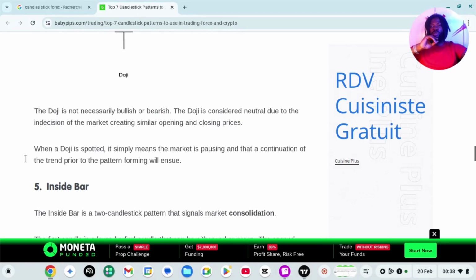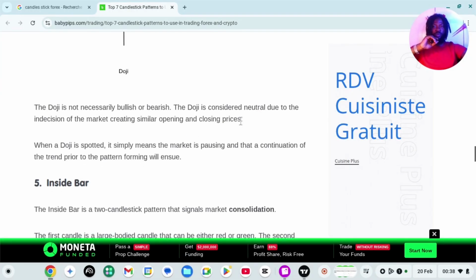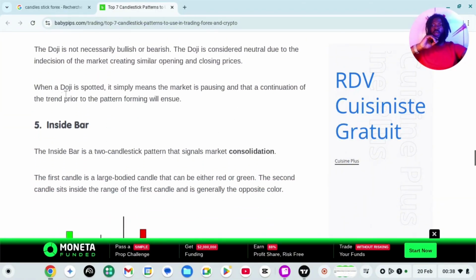The doji is not necessarily bullish or bearish. The doji is considered neutral due to the indecision of the market, creating similar opening and closing prices. All right, when a doji is spotted, it simply means the market is pausing and that a continuation of the trend prior to the pattern forming will ensue.